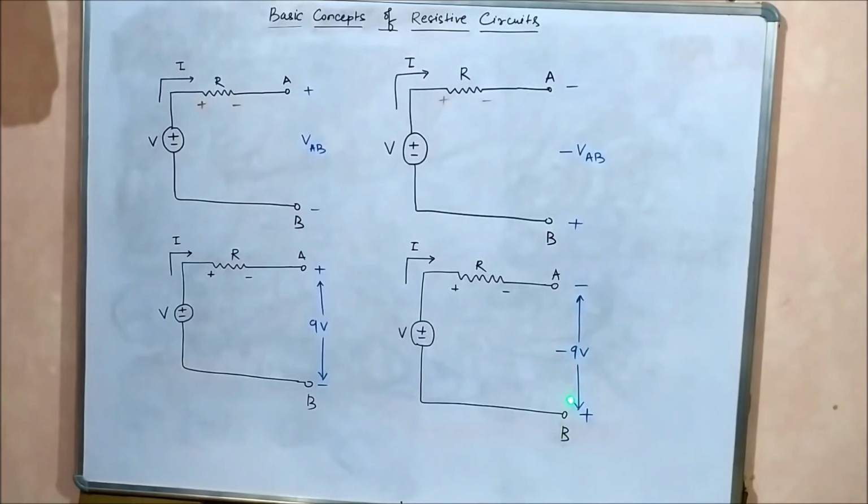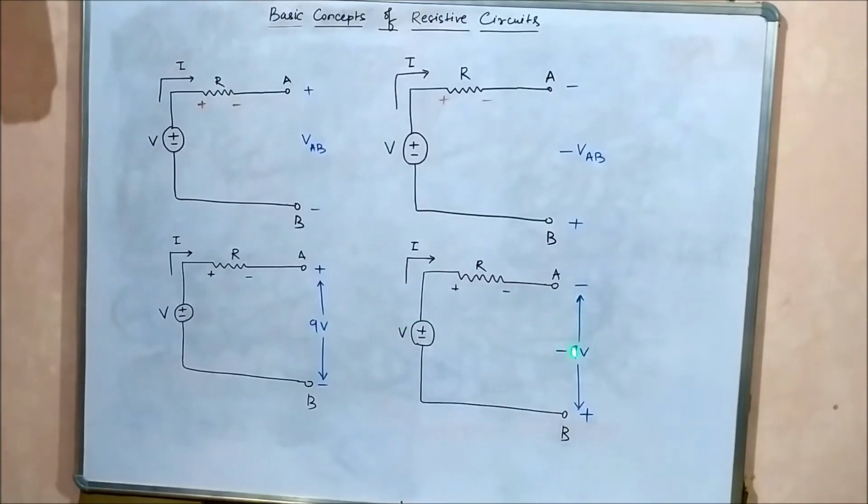The voltage between terminals B and A, measured from B to A, means B has positive and A is negative. Voltage is always measured from a positive sign to a negative sign, from a higher potential to a lower potential. So in this case it came as 9 volt, in this case it is minus 9 volt. The magnitude is the same, 9, but only the sign changes.